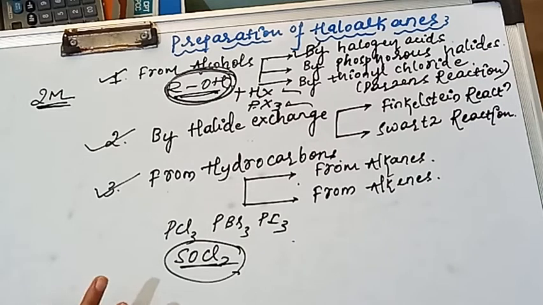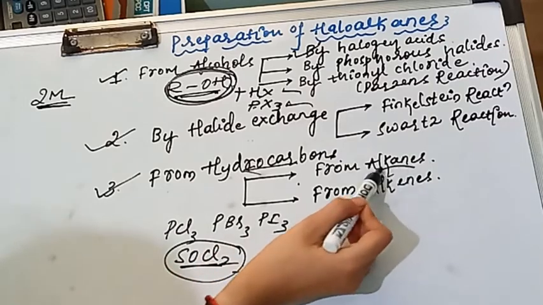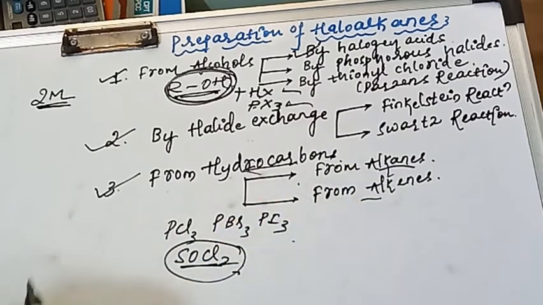The second method of preparation of these haloalkanes is by halide exchange reaction. So here two very important named reactions are there. The first one is Finkelstein reaction, the second one is Swarts reaction. These two halide exchange reaction methods can be used to prepare the haloalkanes. The last and the third method of preparation of haloalkanes is from hydrocarbons. Here mainly what we are using is, first one is alkanes, the second one is alkenes.